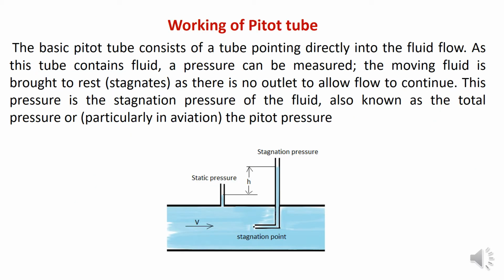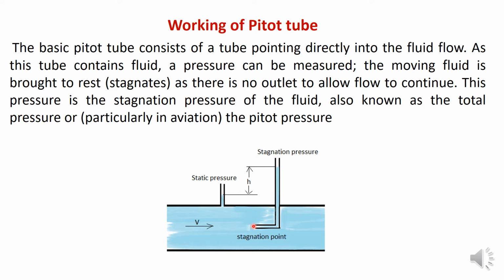Working of the pitot tube. The basic pitot tube consists of a tube pointing directly into the fluid flow. As in the image, we can see the pitot tube is directly inserted inside the pipe in which fluid is flowing. As this tube contains fluid, the pressure can be measured. The moving fluid is brought to rest.